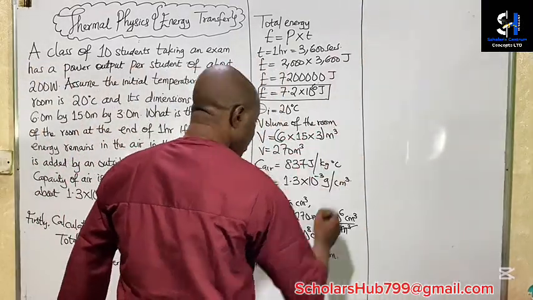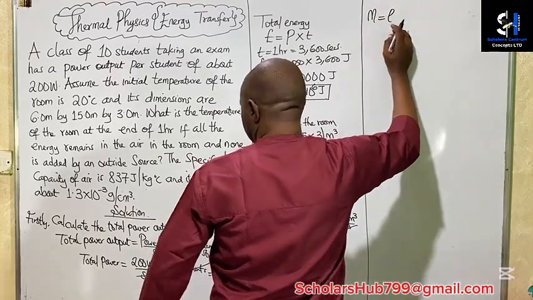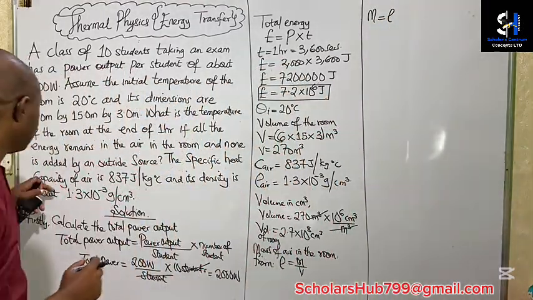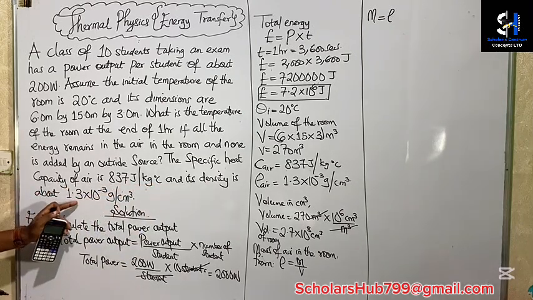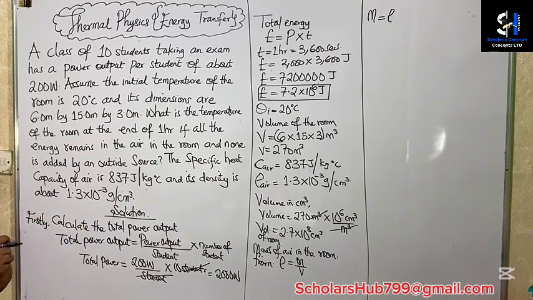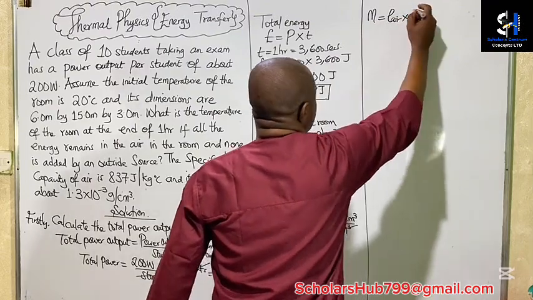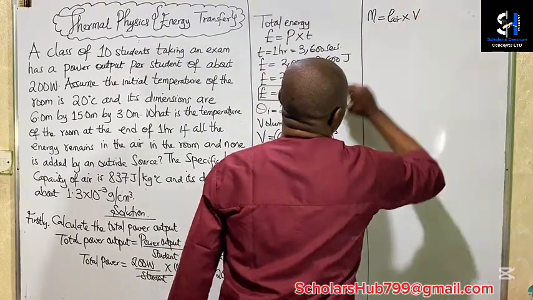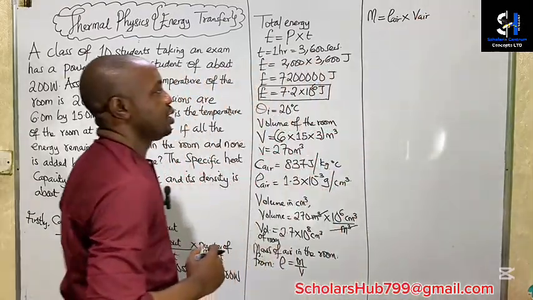So we're going to have the mass equal to density, because we are given that the density of air in the room is about 1.3 times 10 raised to the power of negative 3 grams per cubic centimeters. So this is the density of air in the room, then multiply by volume. That's the volume of air. So we have the volume of air in the room.